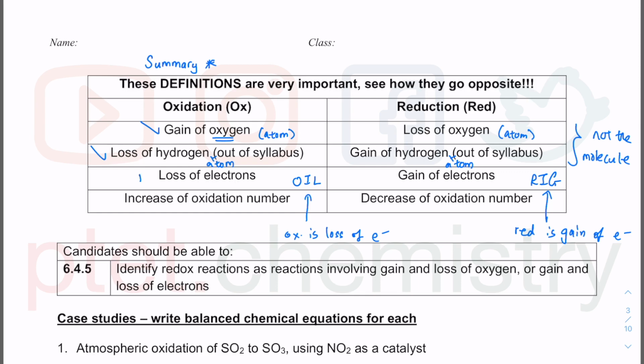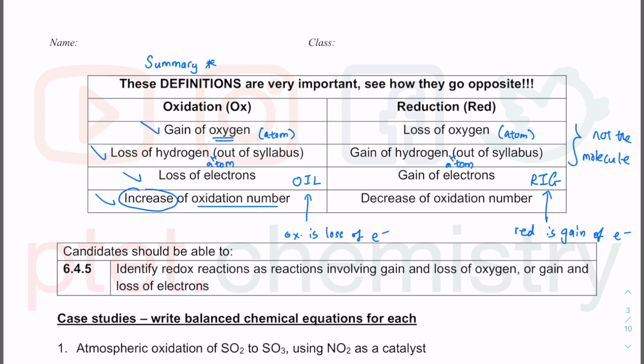And then last but not least is to do with oxidation number. Remember, oxidation number is just the charge that an atom would have if it forms an ion. So when you have an increase in oxidation number, because we are talking about chemical changes, we are talking about redox reactions, so you will get the oxidation number changing, and when the oxidation number increases, that thing has undergone oxidation. Just to summarize, reduction is the opposite: you lose oxygen, you gain hydrogen atoms. OIL RIG, reduction is gaining of electrons, and reduction is decreasing the oxidation number.